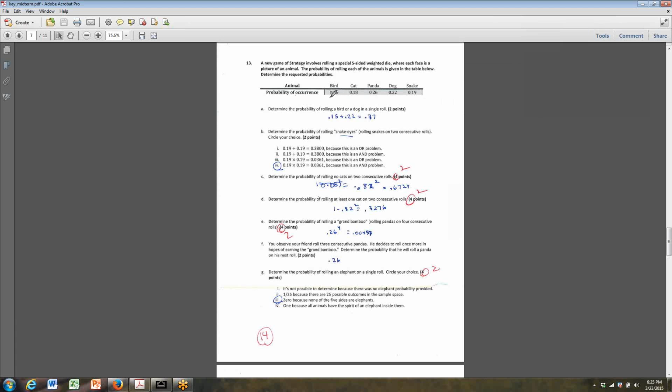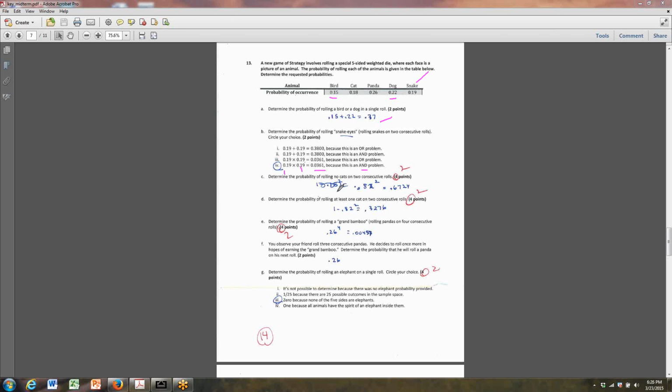so right there's bird, right there's dog. You just simply add, 0.37. Probability of rolling snake eyes, snakes on 2 consecutive rows. There's a 0.19 chance on the first row. Since it's in more than one row, you multiply the 0.19 chance together because it is an and. So you're rolling a snake and a snake.